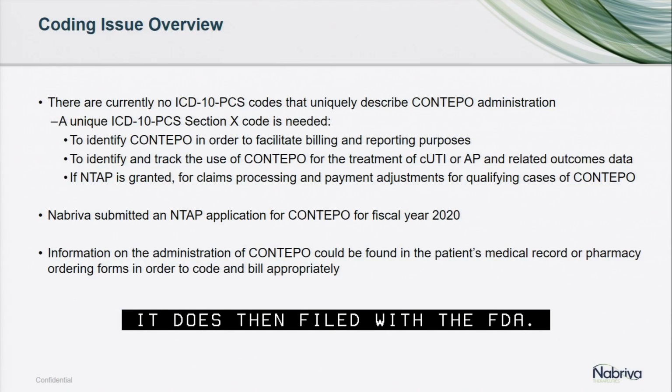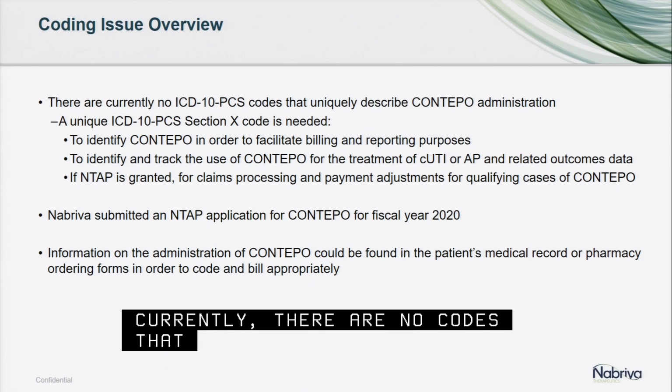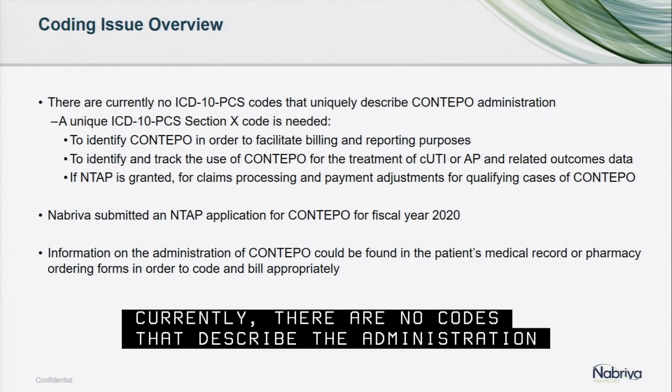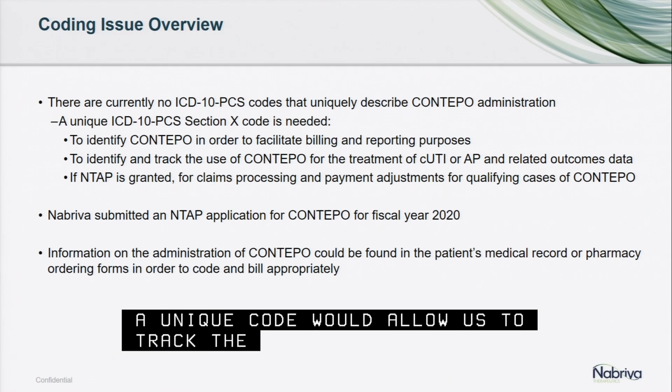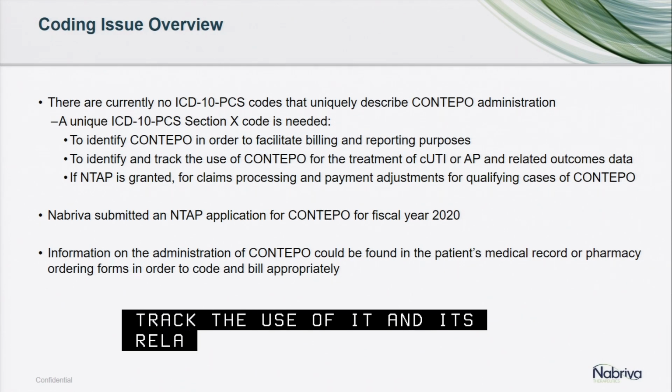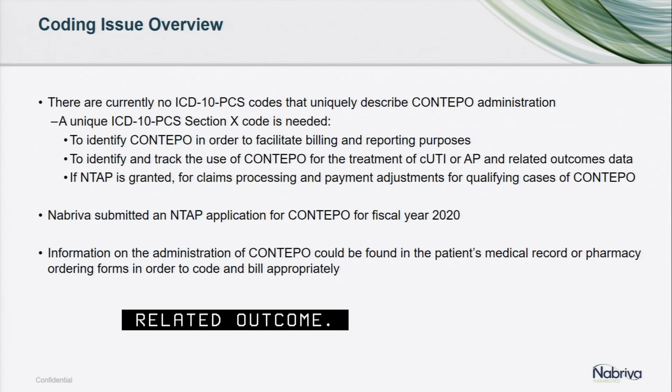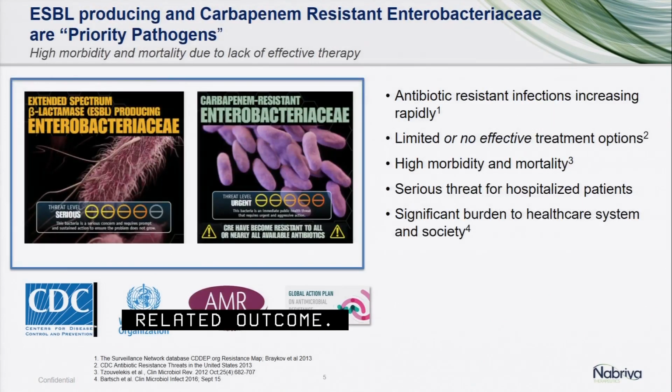So currently there are no ICD-10 PCS codes that describe the administration of Contipo. A unique code would allow us to track the use of Contipo and its related outcomes data. It would also, if NTAP is granted, assist in claims processing and payment adjustments. We have submitted an NTAP application for fiscal year 2020.